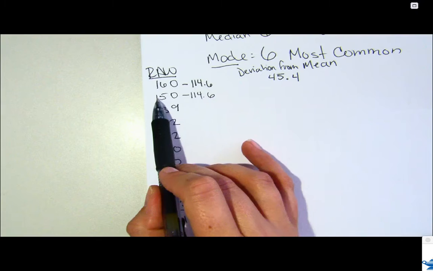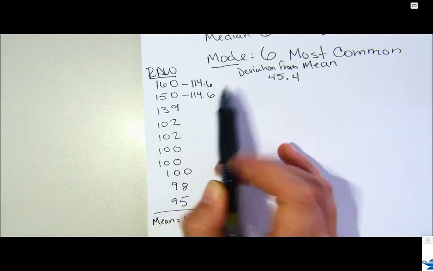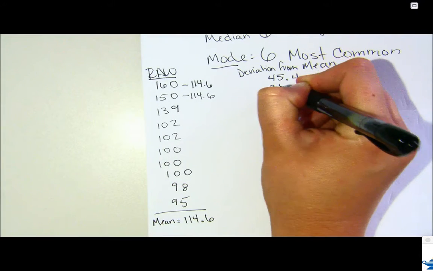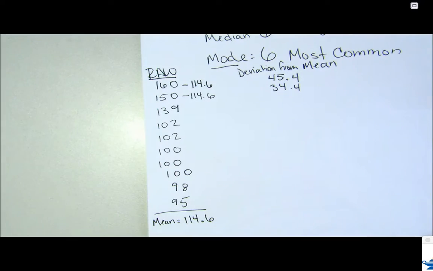So what you're doing is now 150 minus 114.6, and that's going to be 35.4. You're now going to just go through them and start doing that so you can find the deviation from mean. That's the difference from the raw score to the mean.